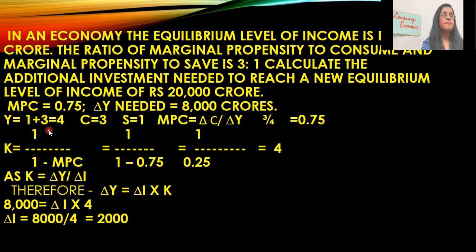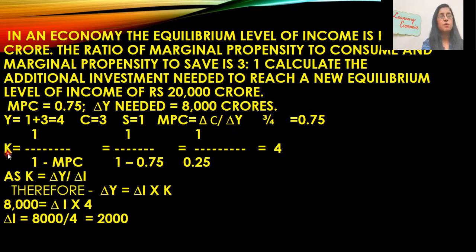Now you can see that Y is equal to 1 plus 3, we have done from this. C is equal to 3, S is equal to 1, MPC is equal to delta C upon delta Y. So 3 upon 4 is equal to 0.75. I have explained this also, so you can see this also.